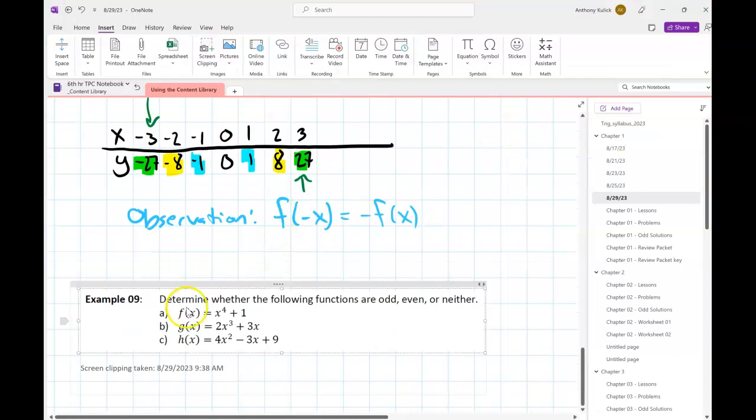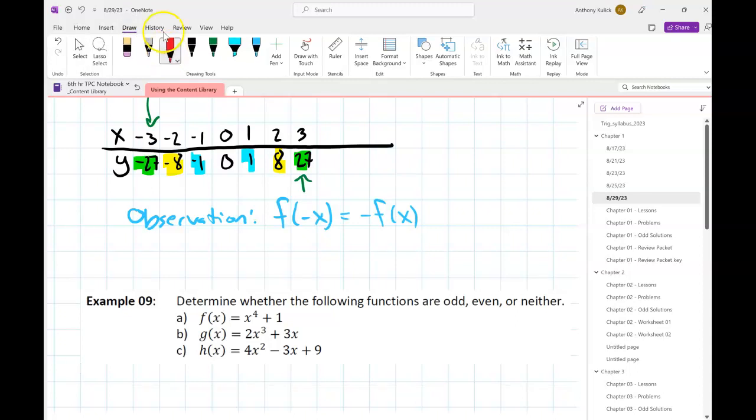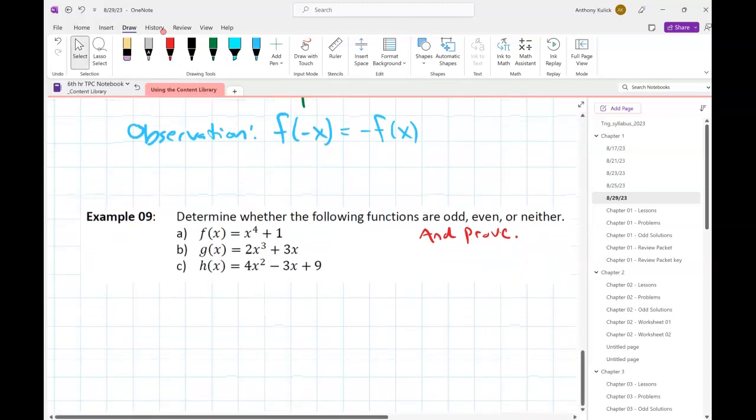All right, let's do some actual examples. And I'm going to add in a little bit of instructions here. So we're going to determine whether the functions are odd, even, or neither, and then prove that. So we're going to add in a little bit of extra instruction.